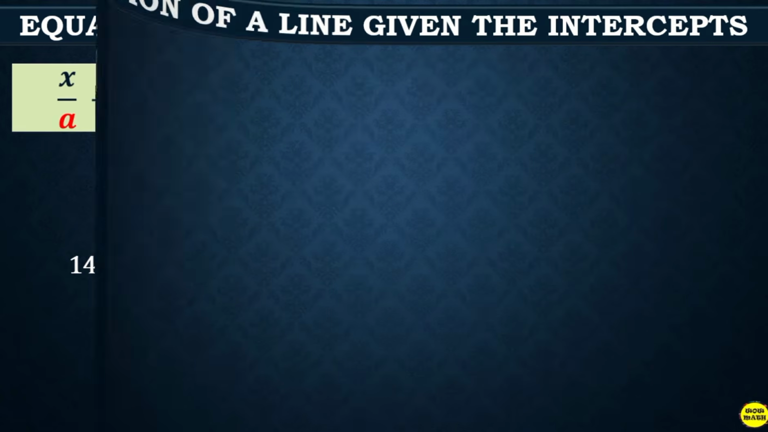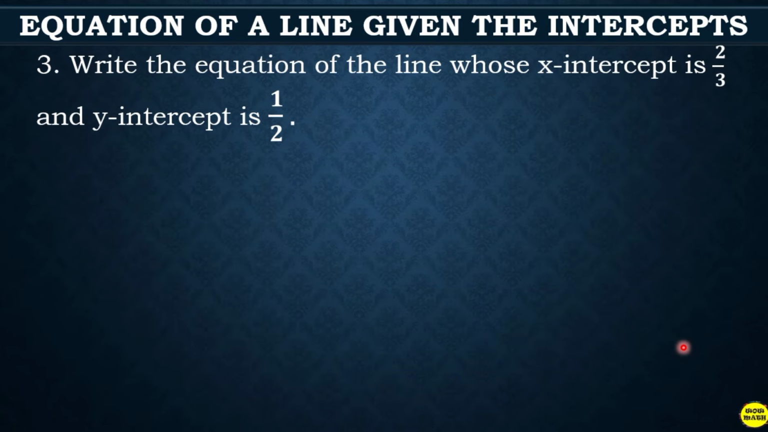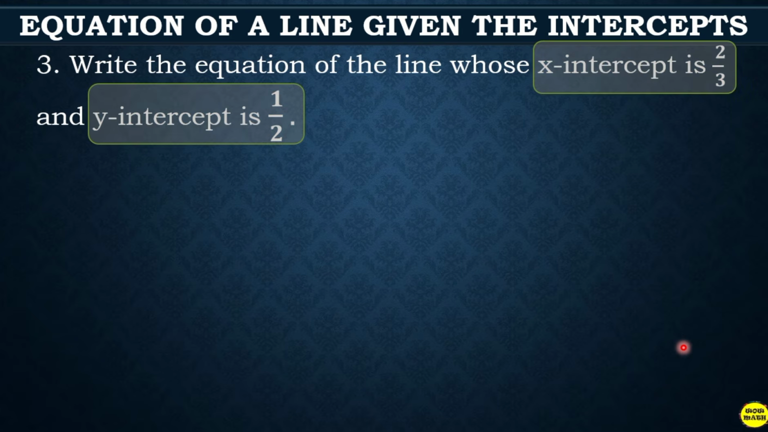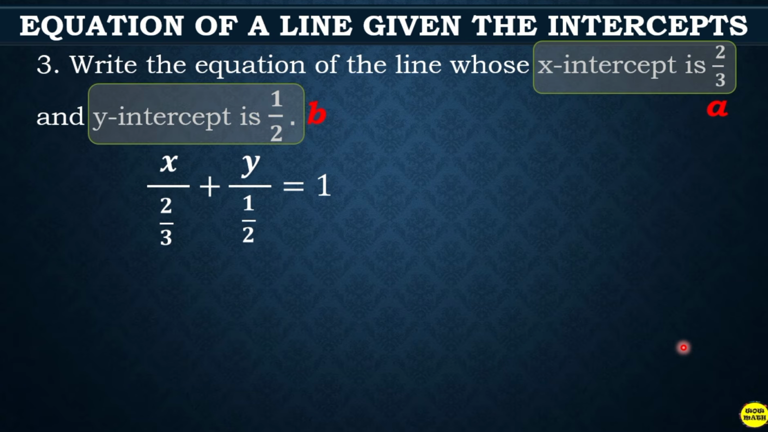Okay? Next, write the equation of the line whose x-intercept is 2/3 and y-intercept is 1/2. So, paano kapag fraction? So, ganito po ang gagawin natin. So, your x-intercept, given that is your A, and then your y-intercept, that is your B. So, using the intercept form, lagay natin si A, which is 2/3. Lagay natin si Y, si B. Si B, yung y-intercept natin, which is 1/2.